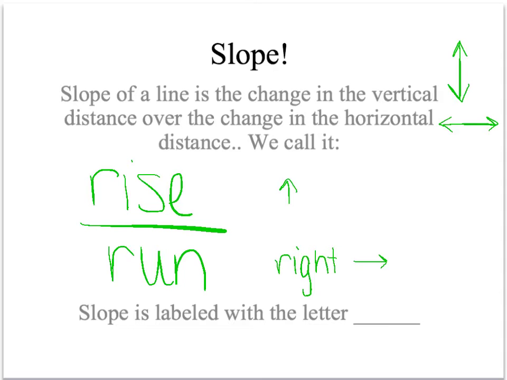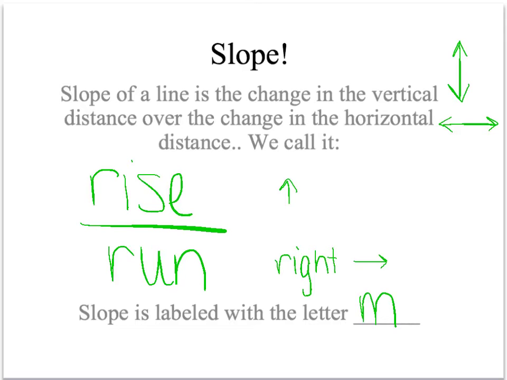Does anybody remember the letter that's used to represent slope? It's not one that you would think. It's not S, or L, or O, or P, or E. Slope is represented by the letter M. Okay, slope is the letter M.